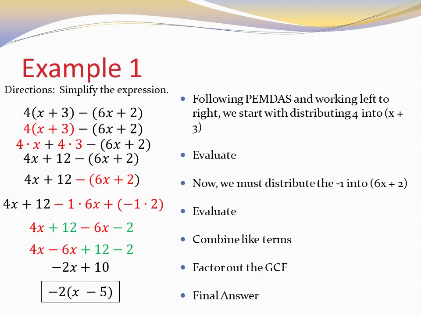And some teachers might let you leave it there, but really if we're simplifying, we're trying to go all the way down as far as we can. So we can factor out the greatest common factor. So the largest thing that we can pull out of 2 and 10 would be 2. That's what limits us. So we can pull out a minus 2. And that leaves us with minus 2 times the quantity x minus 5. And that's our final answer.